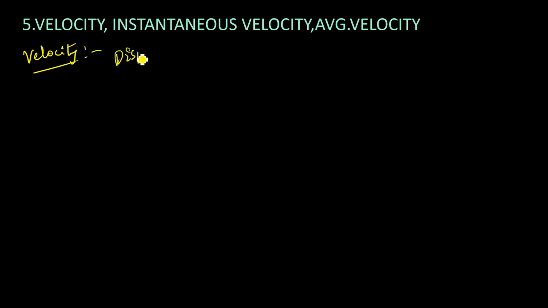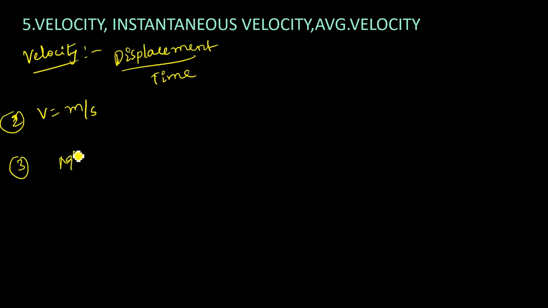So you can consider simply displacement by time taken. What is the SI unit of velocity? Velocity SI unit is meter per second. So you can take meter per second symbol. Second point you can consider. And third point is dimension formula M power 0, L power 1, T power minus 1 as speed dimension formula we can consider.